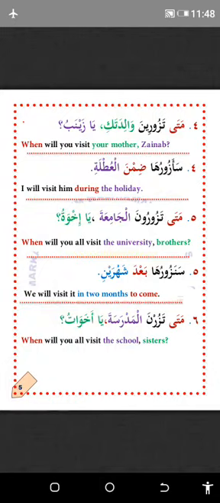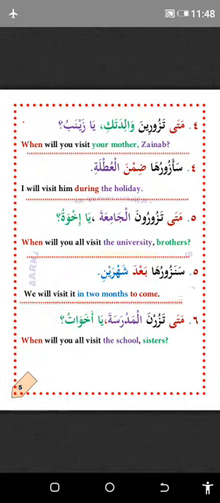Okay, السؤال, question: متى تزورون الجامعة يا إخوة؟ الجواب: سنزورها بعد شهرين.